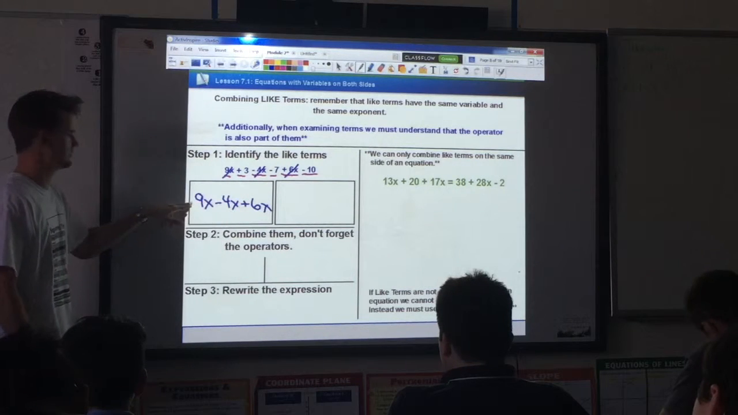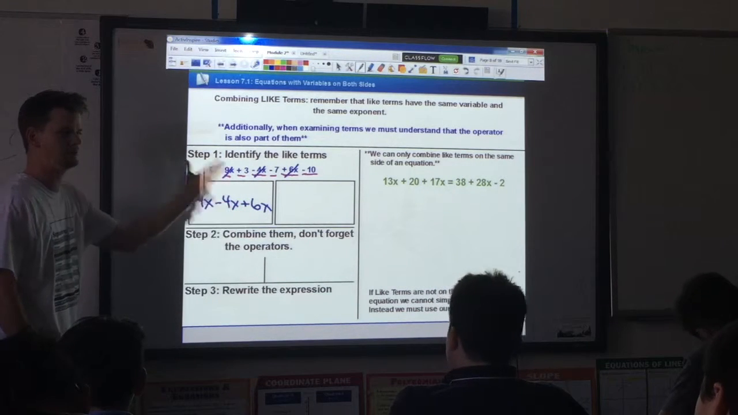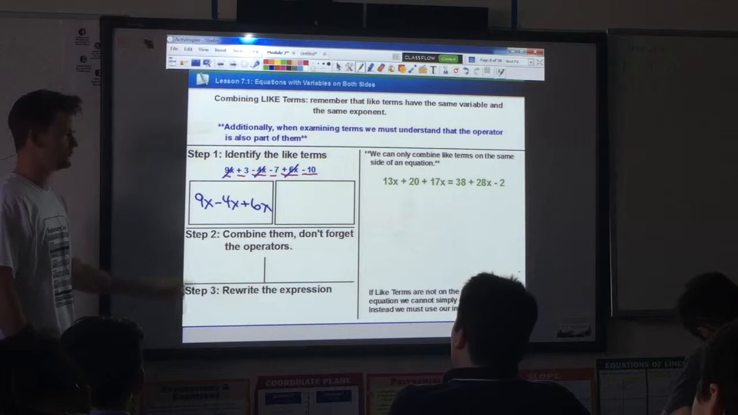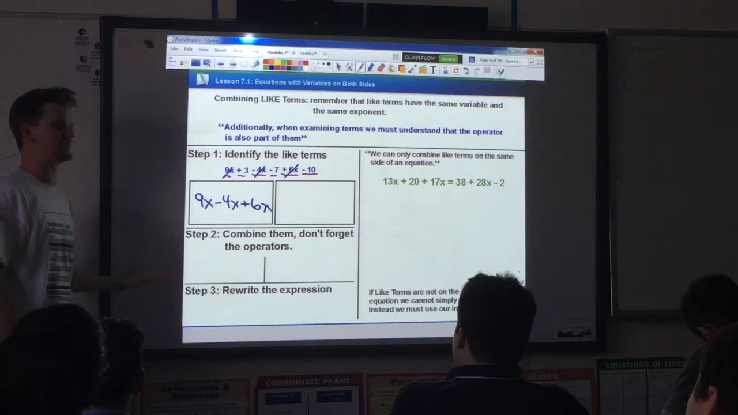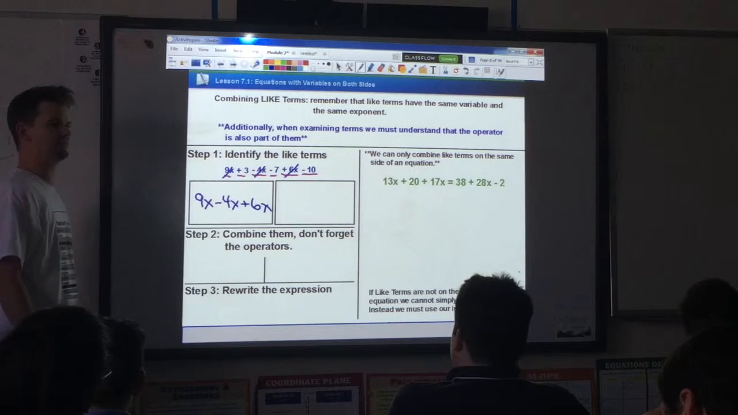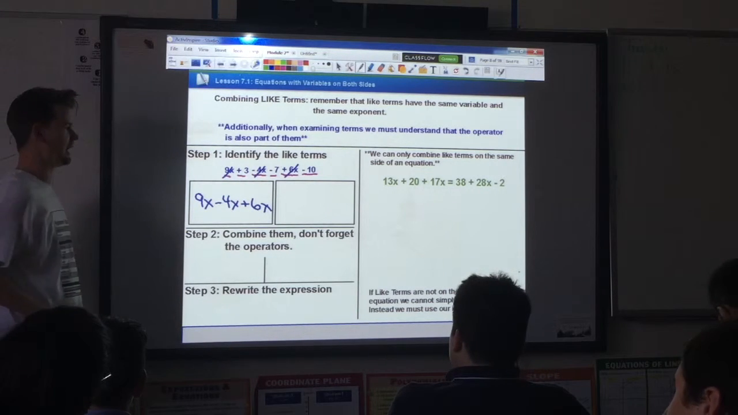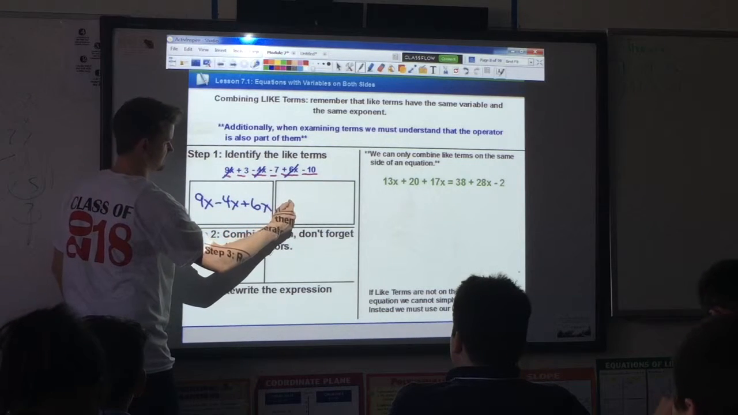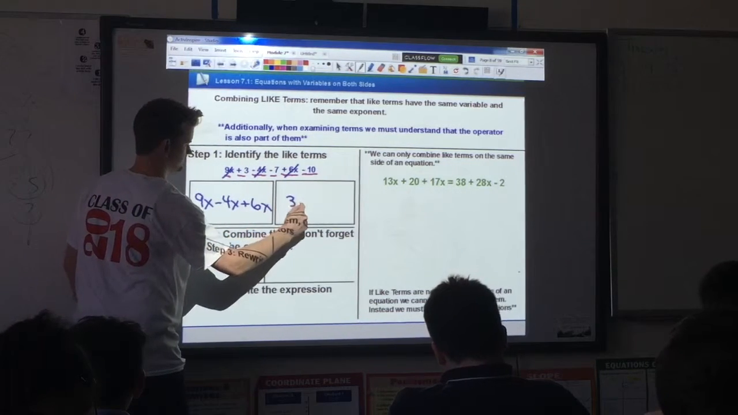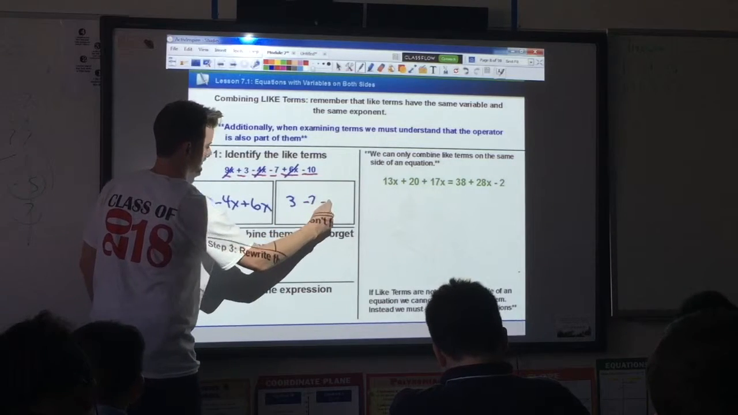X, X, X. Do they all have the same exponent? Yes, they do. What invisible exponent do they all have? 1. They all have an exponent of 1. So they all have the same exponent and the same variable. Positive or negative do not matter. Now, we combine the constants. Left to right, what are the constants? Positive 3, negative 7, negative 10.